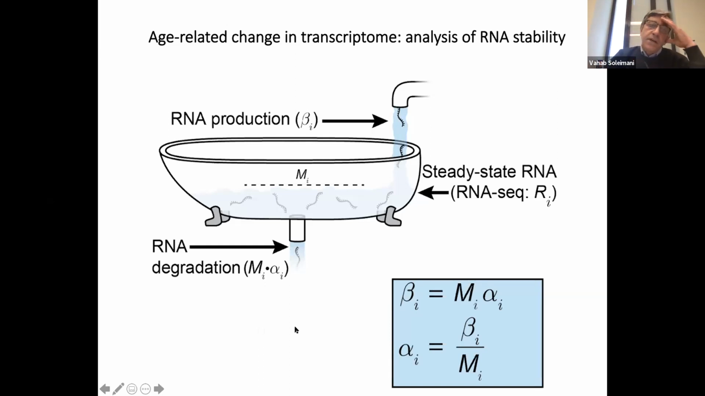So what we wanted to do was first analyze the altered transcriptome for RNA stability. The model that we used here, from my collaborator, is the hot tub model. In this model, the water coming into the hot tub is the nascent RNA. This is the RNA that contains both intronic and exonic reads.